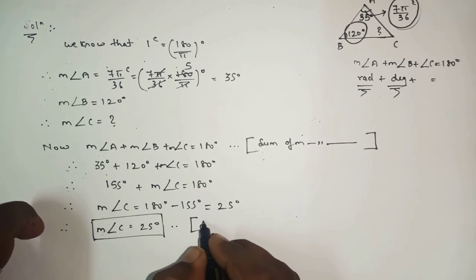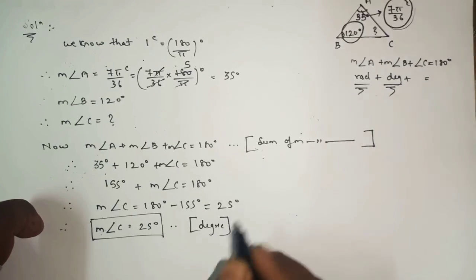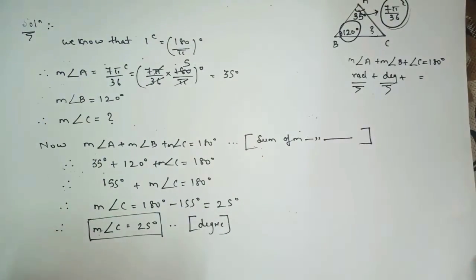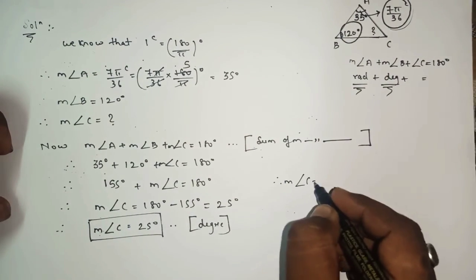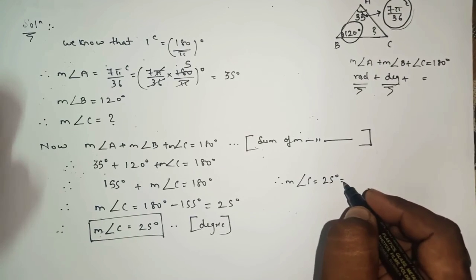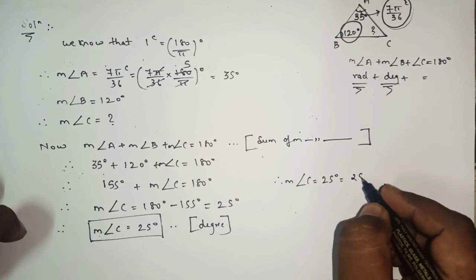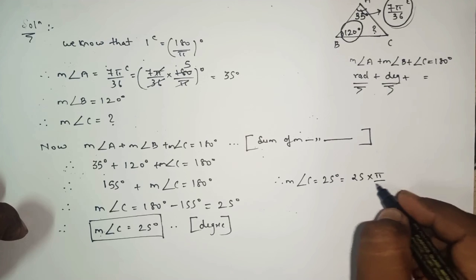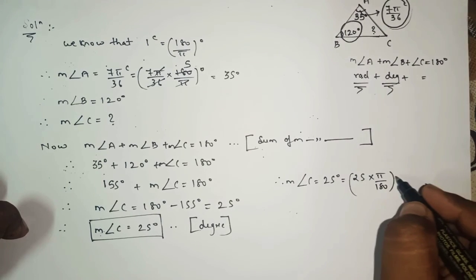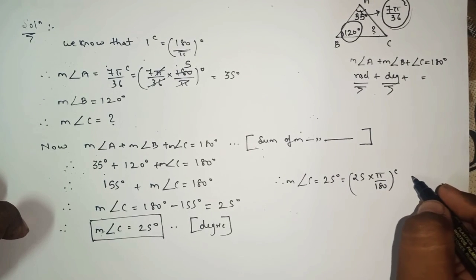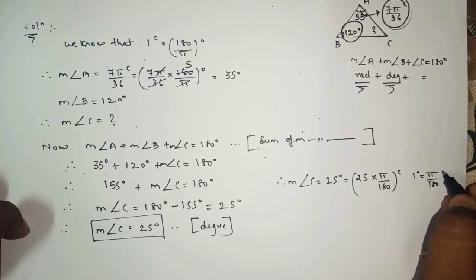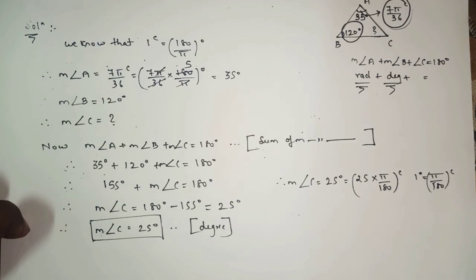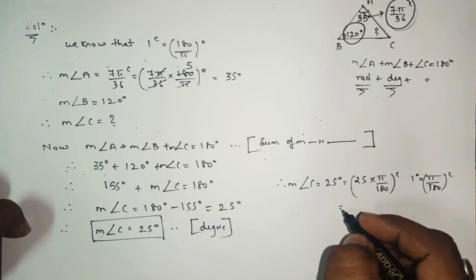So therefore measure of angle C, here we got the answer in degree, but in the question it says that we have to find the measure of angle C in degree as well as in radian. So now we'll convert the angle 25 degree into radian. Simply you will multiply the number by pi by 180, so it will get converted into radian. So 1 degree is equal to pi by 180 radian. Yes or no? Understood?